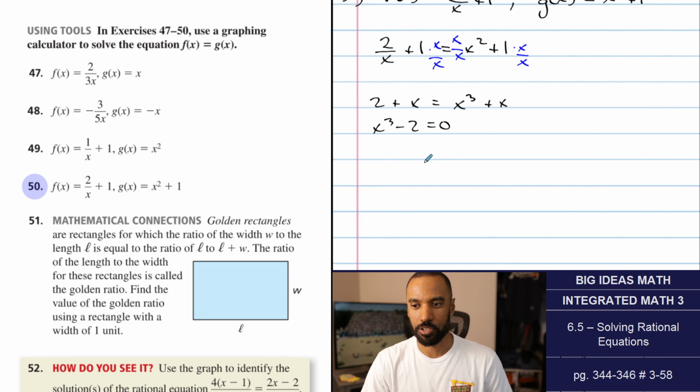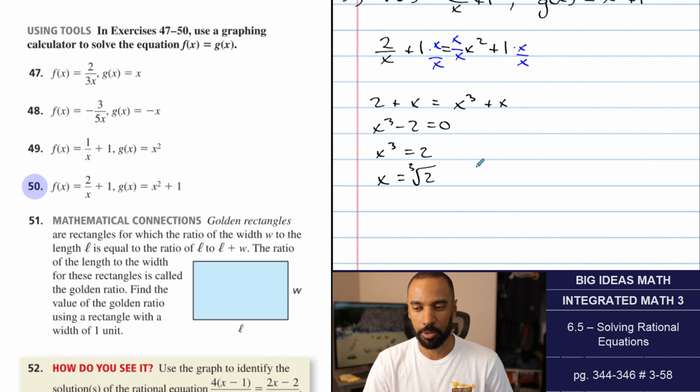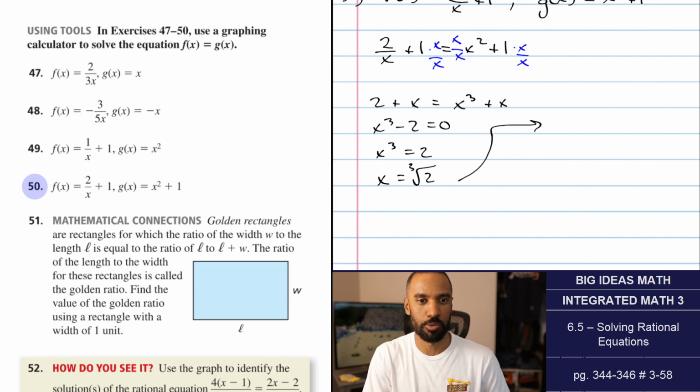This is not a difference of 2 cubes, so it's easier to just represent by doing this and taking the cube root of both sides. And that's just cube root of 2. It's not plus or minus cube root of 2, but just the cube root of 2 itself.